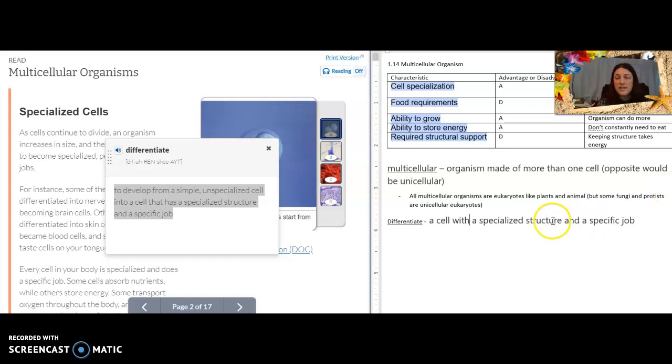with a specialized structure, and maybe not even specialized, you might want to just write special or specific structure, and a specific job. So we're going to break it down a little bit to the more common language words that we're going to use.